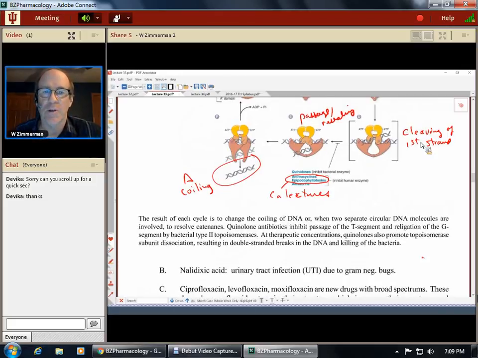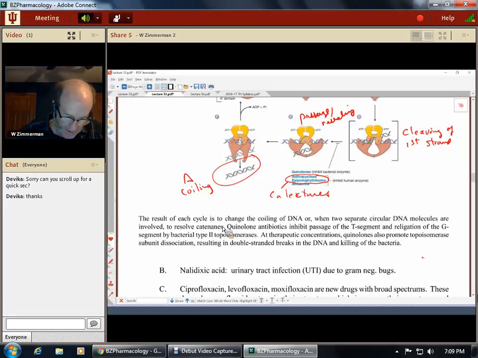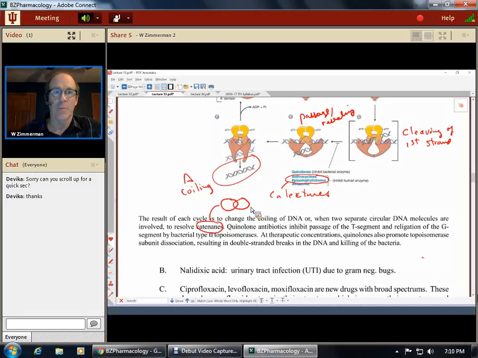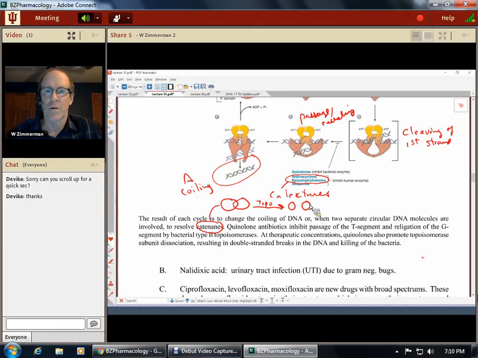So as I've typed in there, the result of each cycle is a change in the coiling of DNA, or when two separate circular DNA molecules are involved, it resolves these catenanes. In other words, you copied your DNA, but you've got two intersecting pieces of DNA. They're going to have to be separated before cell division, and with the topoisomerase, those can get separated. So if you inhibit this, that's another way of inhibiting cell growth.